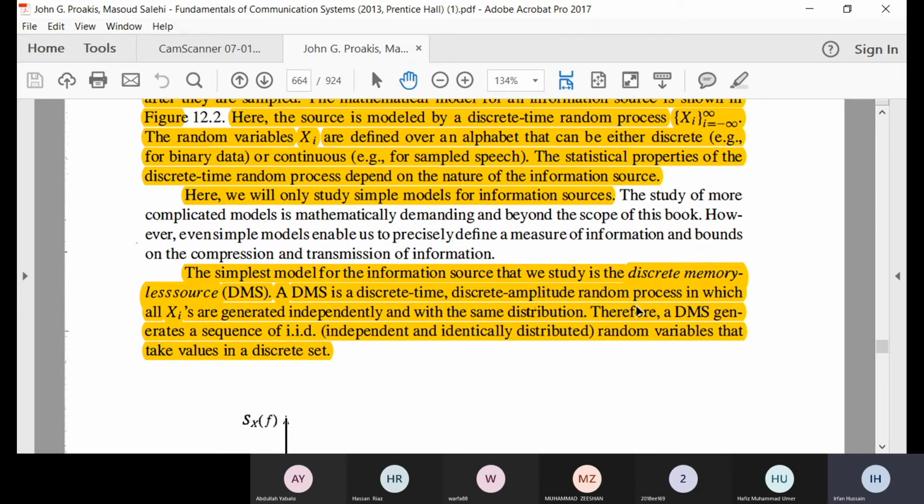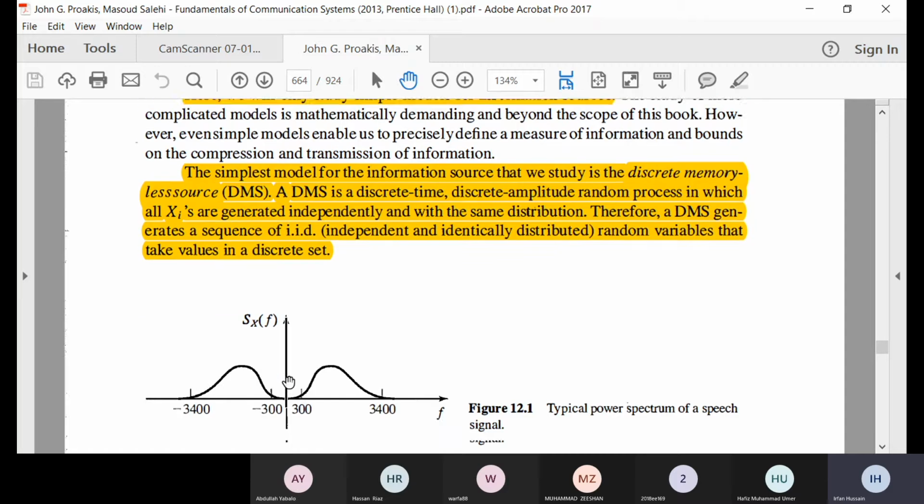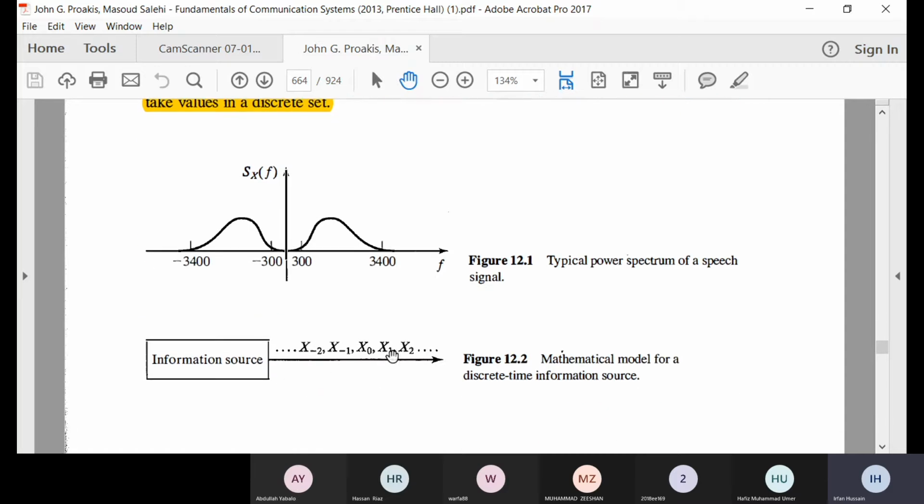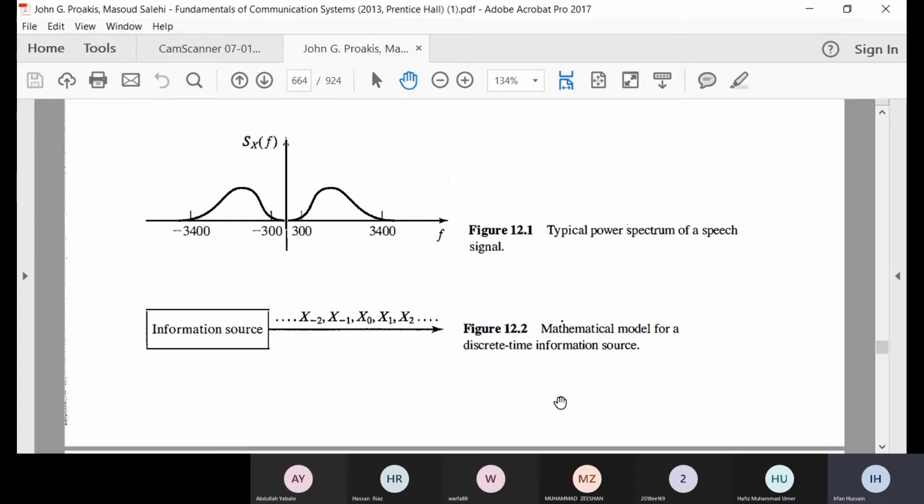So we will be studying a discrete time memoryless source in which all the data are generated independently, they are not dependent on the previous data, and the data are IID, independent and identically distributed, and they take a value in the discrete set. So you can see here the values are there. We decided in chapter 7 in one example that there will be only 8 different values or 4 different values. So those values will be coming out of the information source.